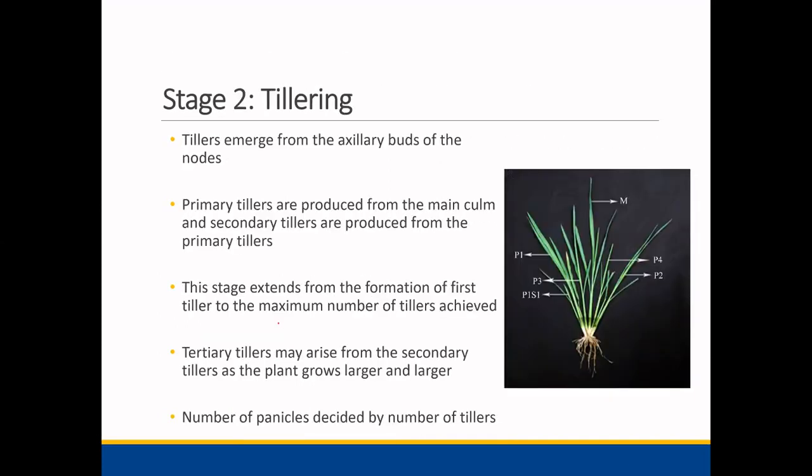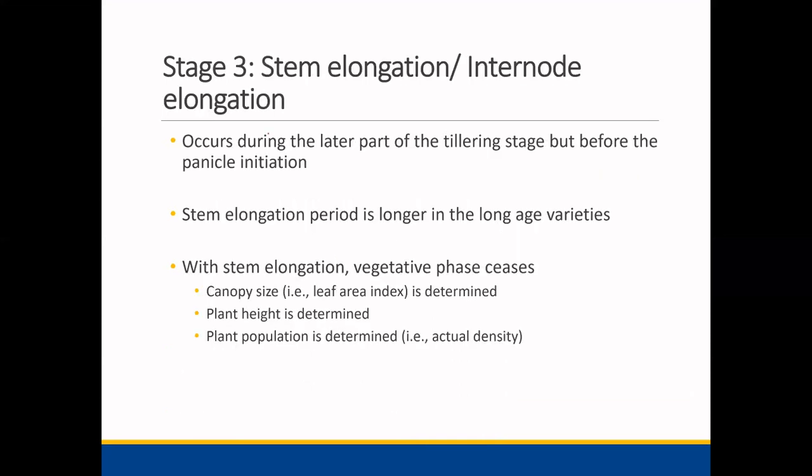So that's about the tillering. And then if you move to stage 3, that is what we call stem elongation or internode elongation. The correct term can be internode elongation, because since this is a grass, we don't call it stem. Usually we call stem in other types of plants. These are grasses, we have nodes and internodes. So it's correct, maybe, internode elongation, but sometimes they commonly use stem elongation as well. That's fine. It occurs during the latter part of the tillering.